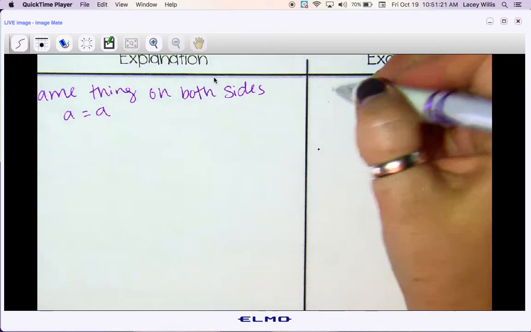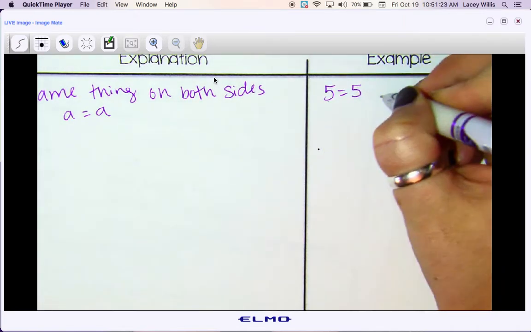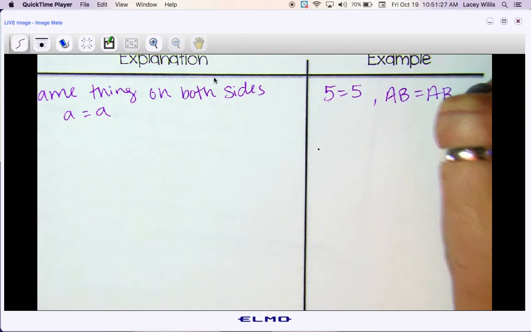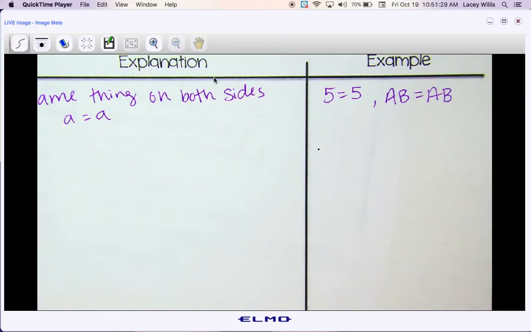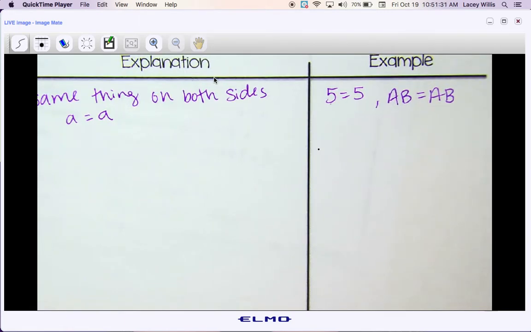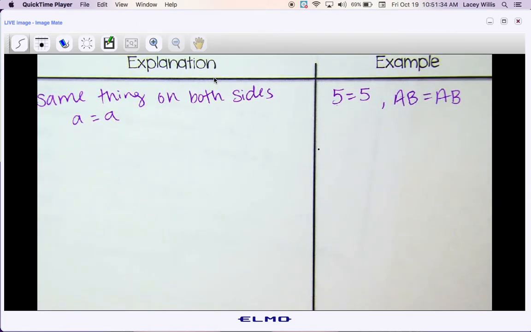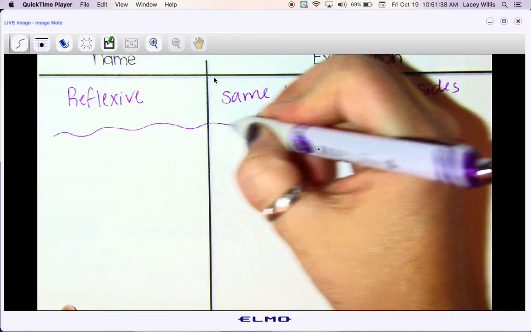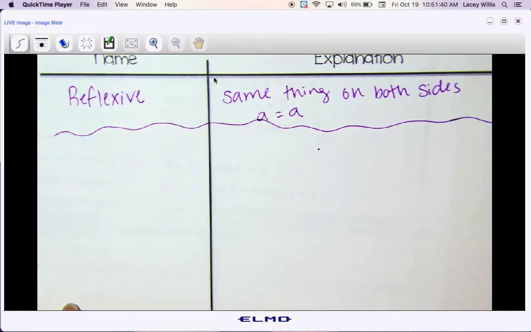So some examples, 5 equals 5, AB equals AB. That one we're probably not going to use today, but you will eventually. Okay, next one is called symmetric. Like I said, I'm going to go kind of fast, so you can get these down later if you need to.